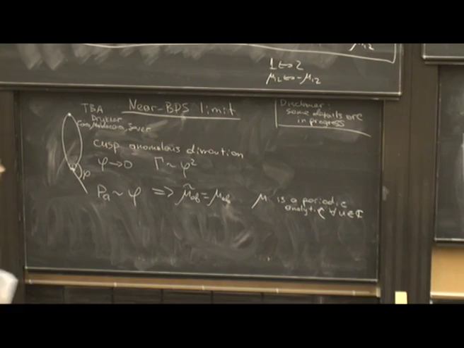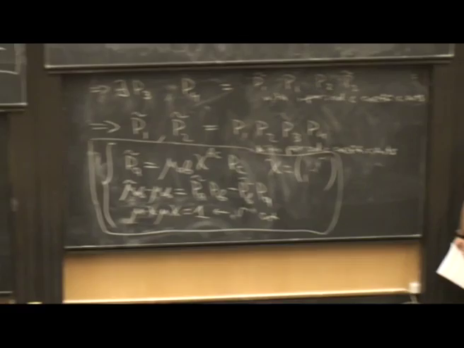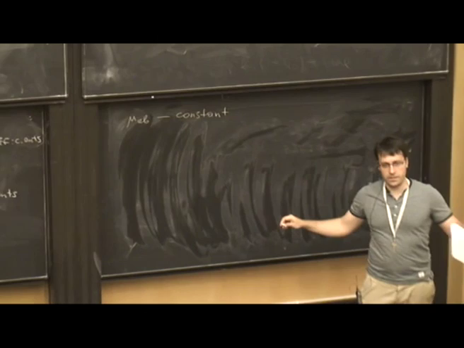Functions which are analytic and periodic. And if we first assume that mu should go to a constant at infinity, then the only possibility would be that the mu's are just constant. The only function which is periodic and which is not growing at infinity.